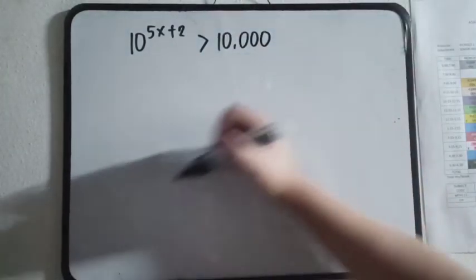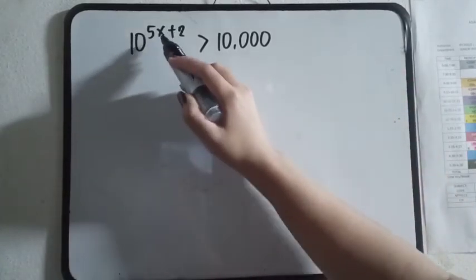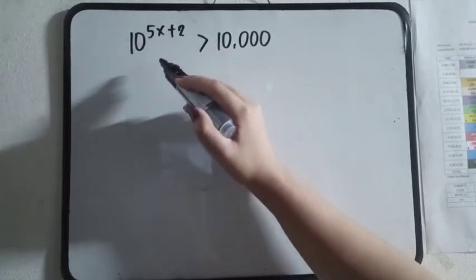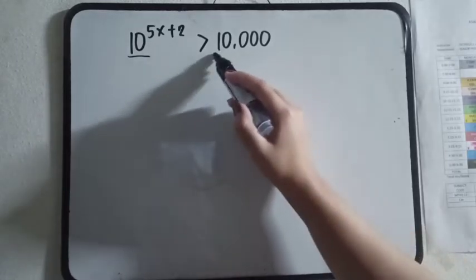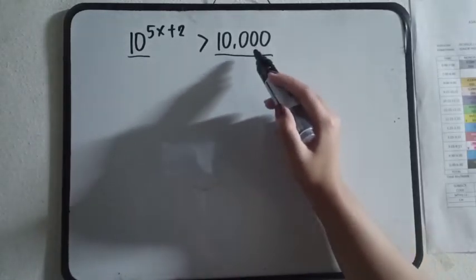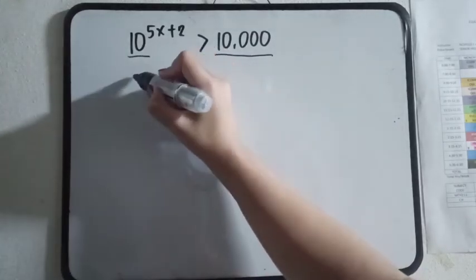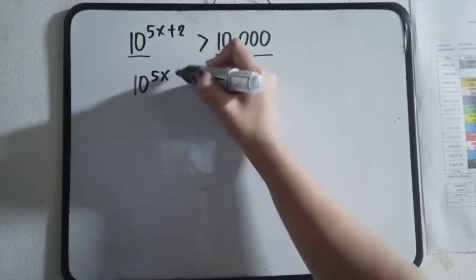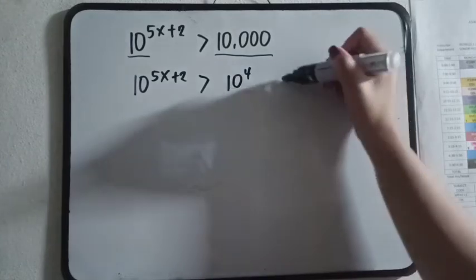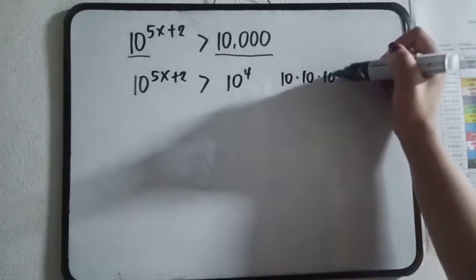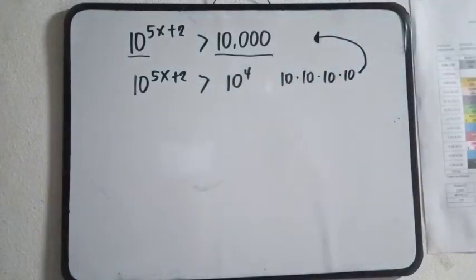Okay, so first step, kailangan pareho sila nung base, so para ma-solve natin yung variable x na nasa exponent. Dito ang ating base is 10. Ito naman is 10,000. So si 10,000, pwede natin i-rewrite as base 10 din. Pwede natin siyang isulat as 10 raised to 4, kasi 10 times 10 times 10 times 10 equal lang kay 10,000.